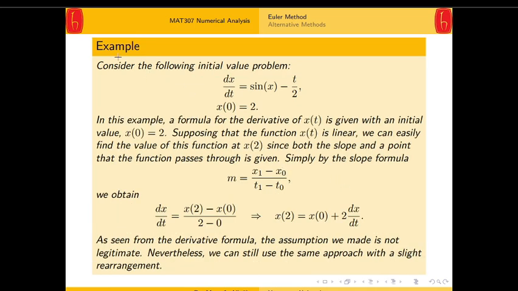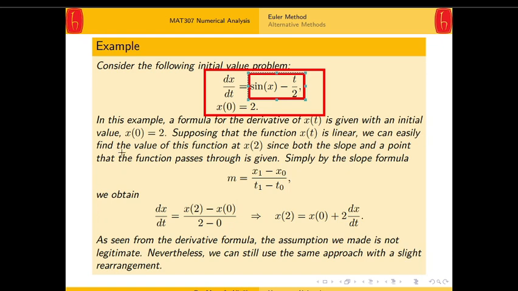So let's first consider the following initial value problem. Here, in this example, a formula for the derivative of x(t) is given with an initial value. So this is the derivative of x with respect to t, which is the only independent variable, and also an initial value x(0) equal to 2 is given. Suppose that the function x(t) is linear from 0 to 2.